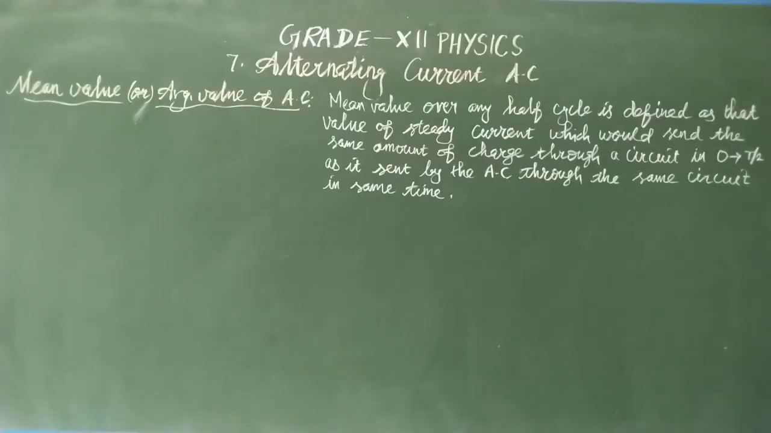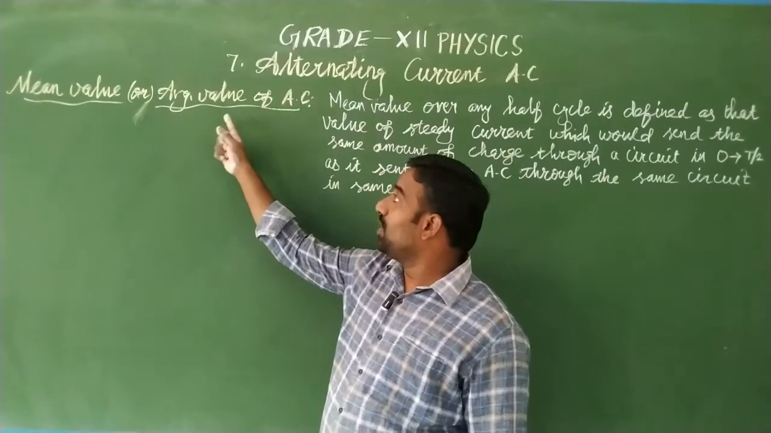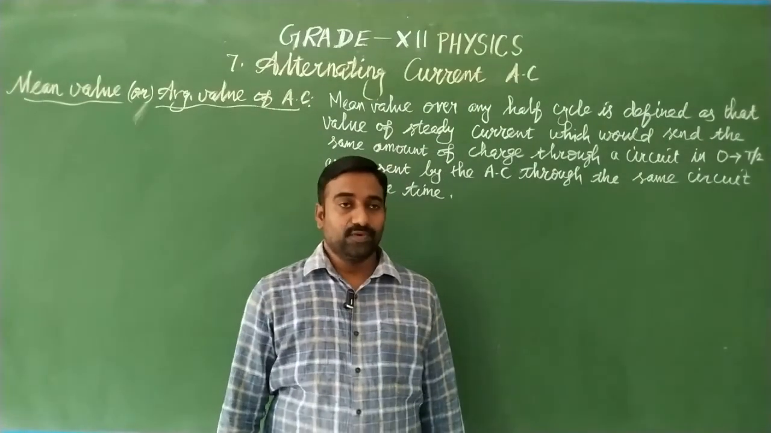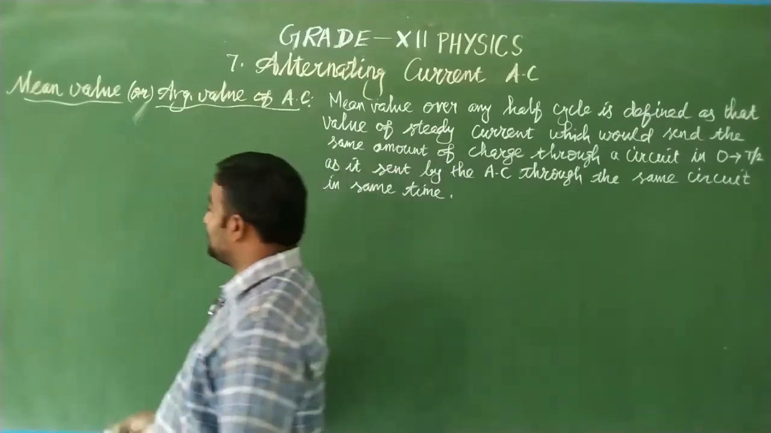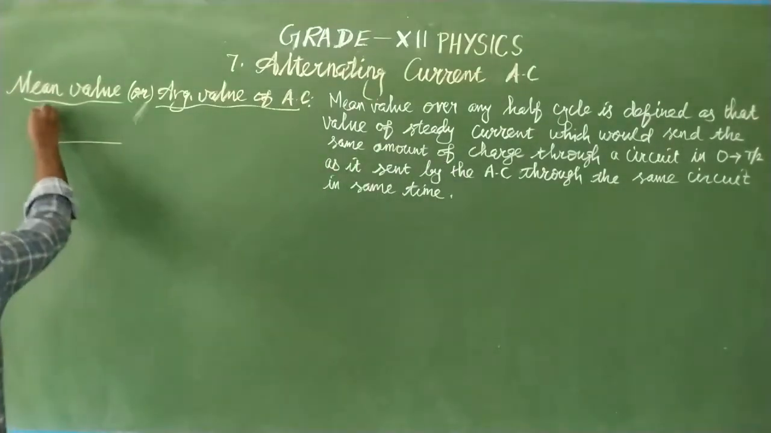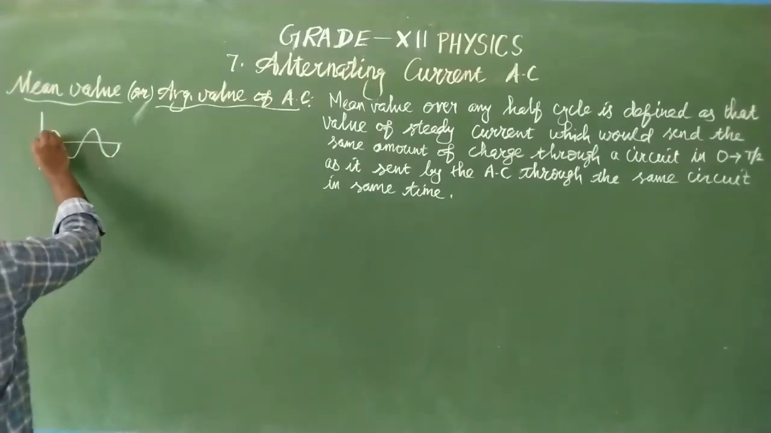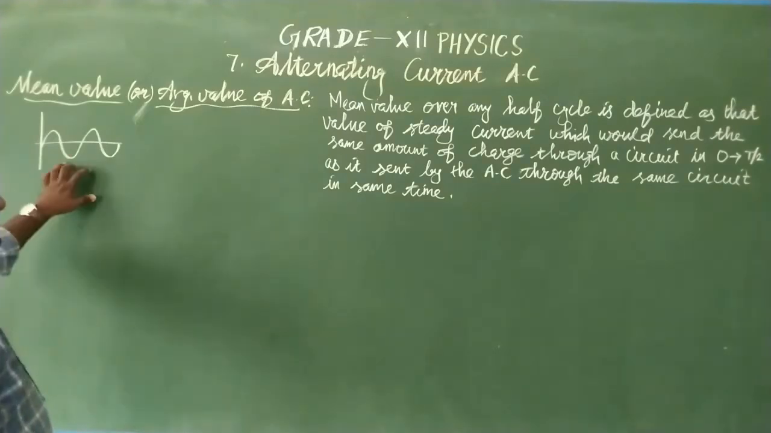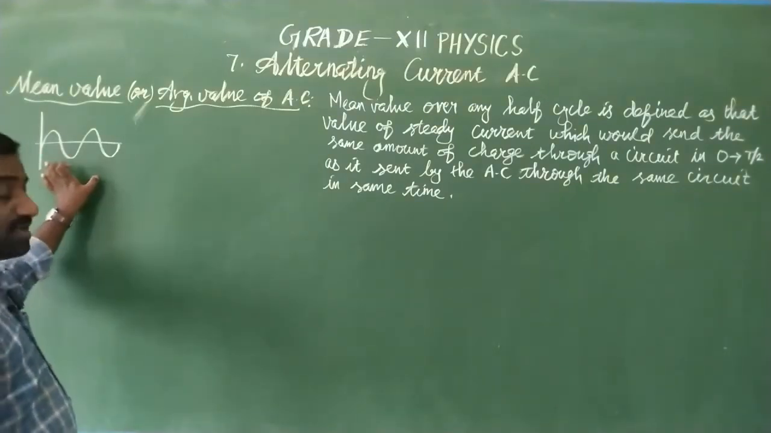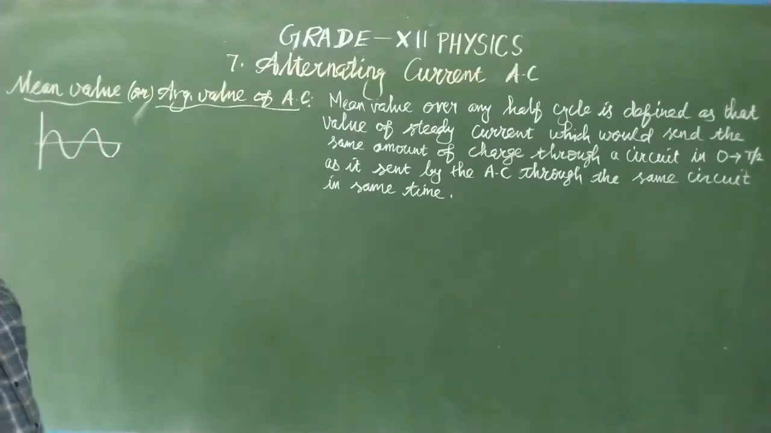Okay. Next, coming to the important topic, mean value or average value of AC. Already we know how to represent AC. Generally, the alternating current is represented by a sinusoidal wave, because it continuously changes with time in every half cycle. So this is the AC. AC is represented by this. Now we want to determine the mean value or average value of AC.